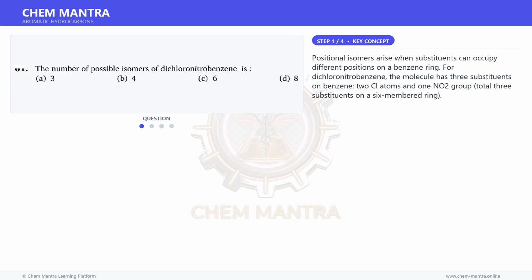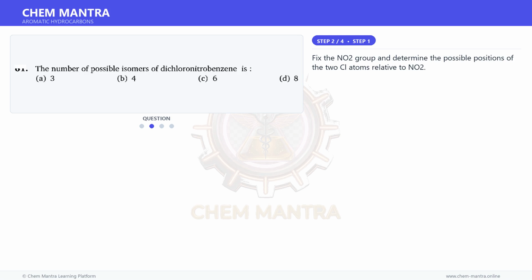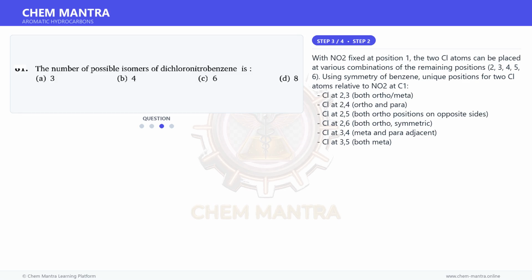For dichloronitrobenzene, the molecule has 3 substituents on benzene, 2 Cl atoms and 1 NO2 group, total 3 substituents on a 6-membered ring. Moving on to the next step. Fix the NO2 group and determine the possible positions of the 2 Cl atoms relative to NO2. Moving on to the next step.